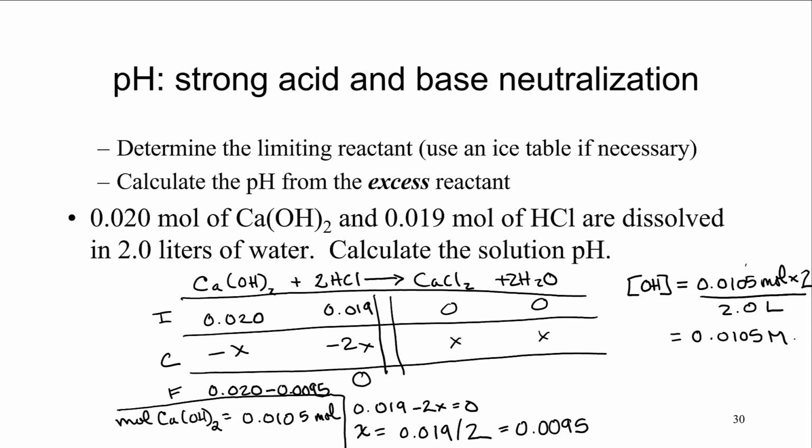So the pOH for this solution is just the negative log of this value here. And that comes out to be 1.979. So that means my pH, I should have made a bigger slide, is equal to 14 minus this value, 1.979. And that's 12.02. Which makes sense. It's a basic solution, so the pH should be high.